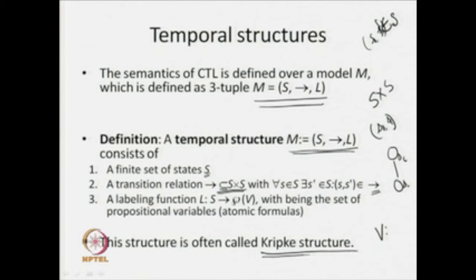So, basically the semantics of your CTL formula is defined over a Kripke structure. We use the term Kripke structure. This is a Kripke structure which has these 3 components: S, transition relation and L, and the basic requirement is that your transition relation must be complete. For every state, there should be a successor state.